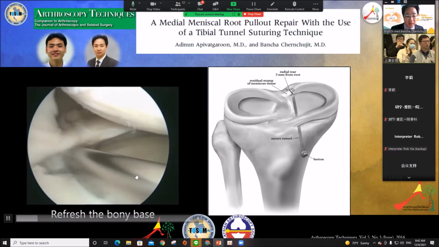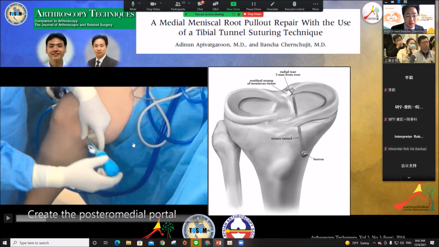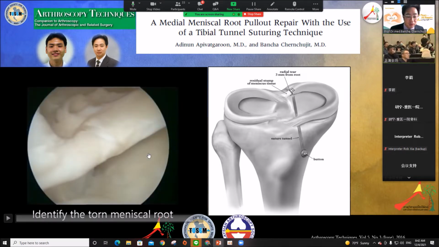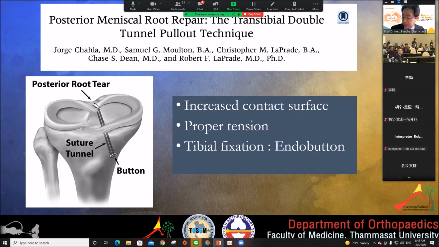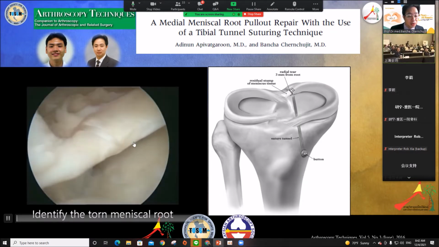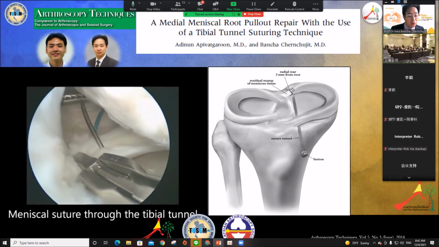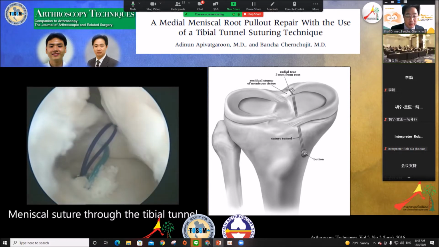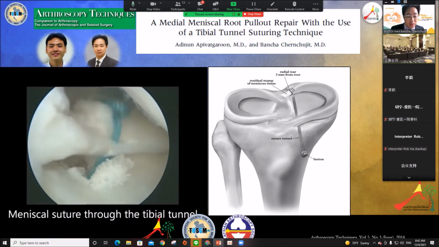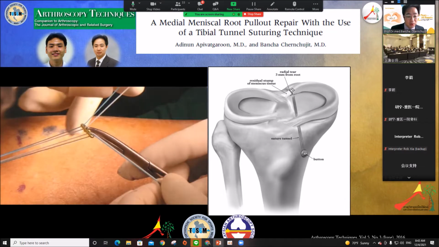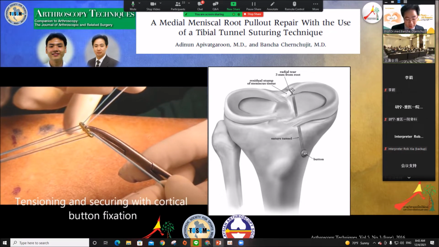Okay. So I'm talking about the transtibial pull-out technique. I published this technique in Arthroscopy. We call this the pull-out repair with the use of tibial tunnel suturing technique. So this technique is very easy and simple. You pass the suture to make a transtibial repair. I make a posterior portal, and then I use the tibial tunnel, use the meniscus needle, and pass the suture into the tunnel. So this one is a single tunnel technique, and tie over the button like this.